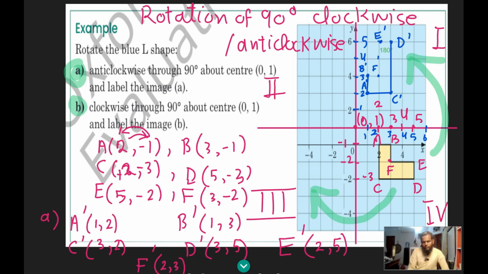We are joining C to D, D to E, E to F, and F to B. This is our new shape.